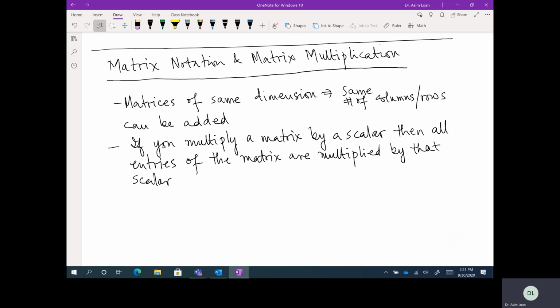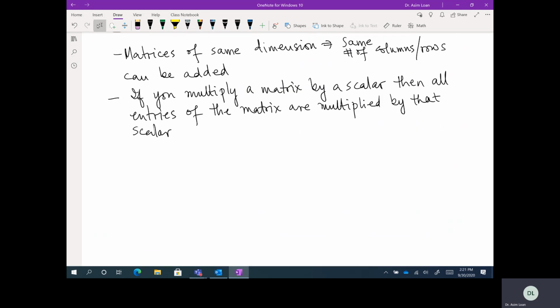How do we do matrix multiplication? So before we do matrix multiplication, there are two ways of doing matrix multiplications. Maybe there are three actually. What happens if you multiply a row? These are things that you already know from your high school.